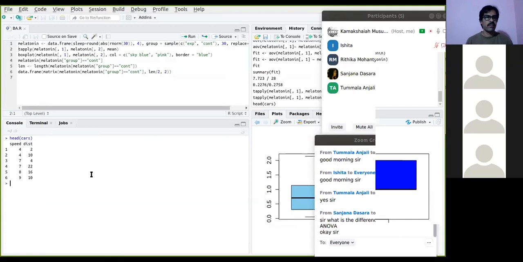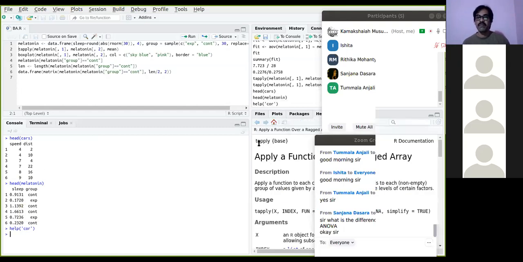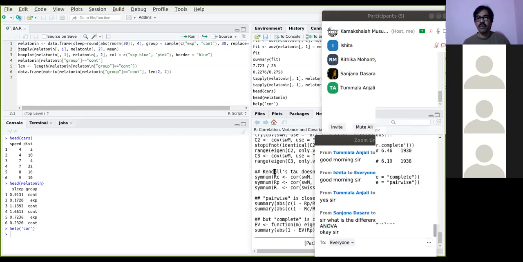Now I think melatonin we can take, there is no problem. Head of melatonin. Okay, now you have Y non-categorical, X group categorical. Now correlation. If you don't know what correlation is, use help of cor. You see here on the left hand side you will find cor. Now it's the bottom of the documentation. I'll thoroughly show you how to find the correlation.